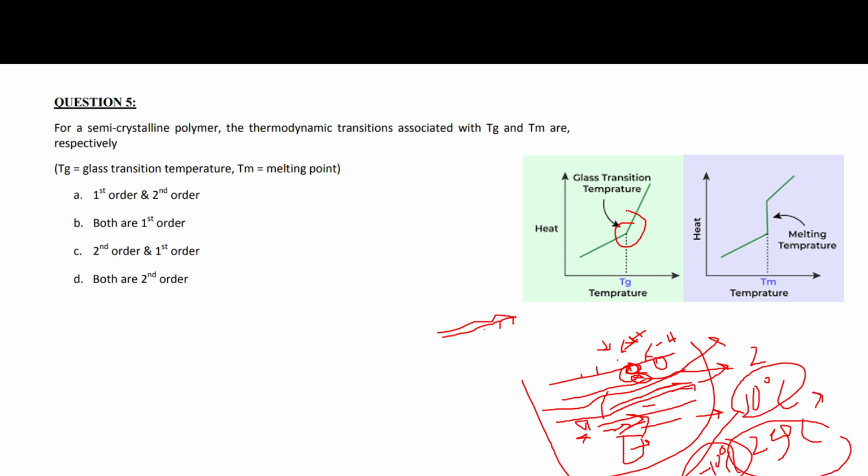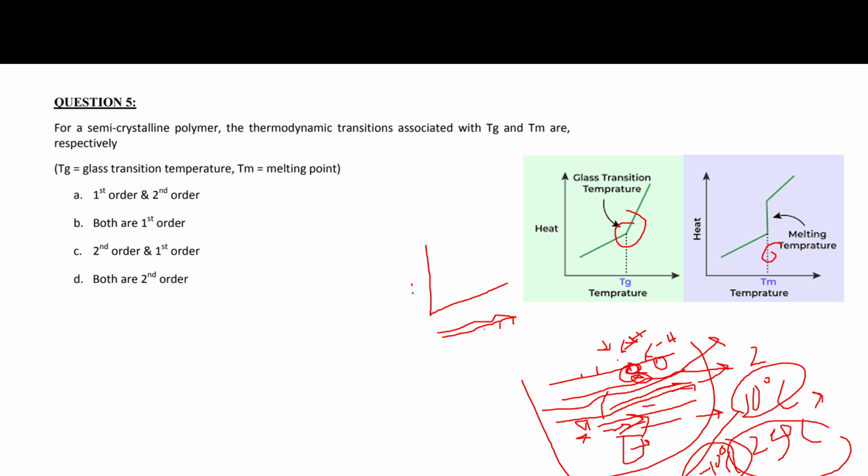Tm is the first order change of Gibbs free energy, but when we're talking about Tg, it is the second order Gibbs free energy, when you see the equation of the Tg there.